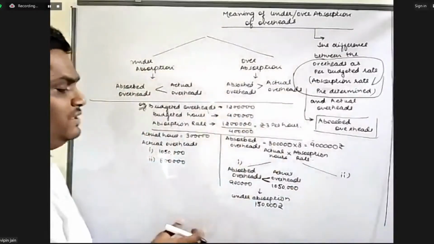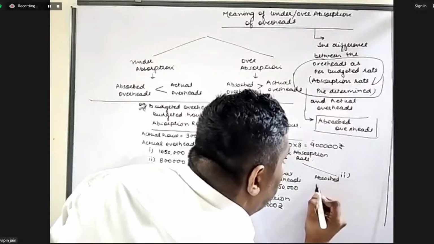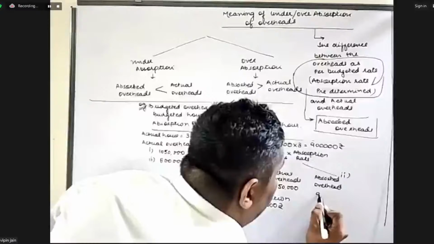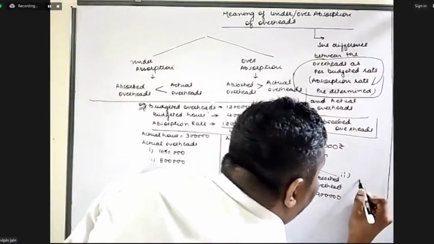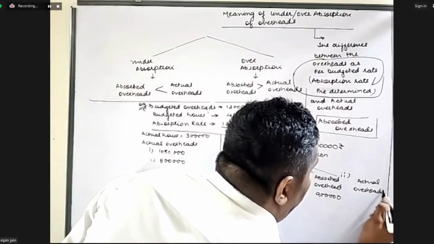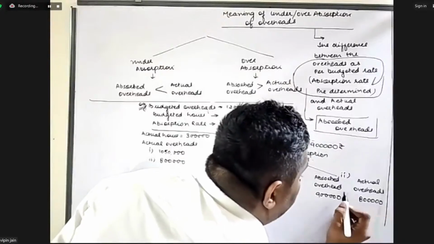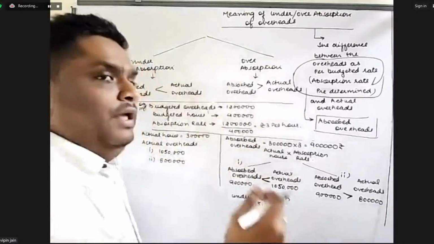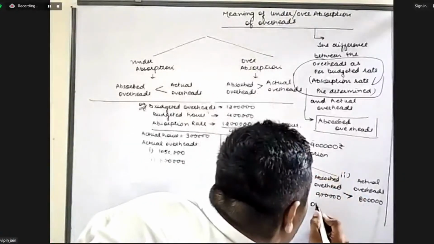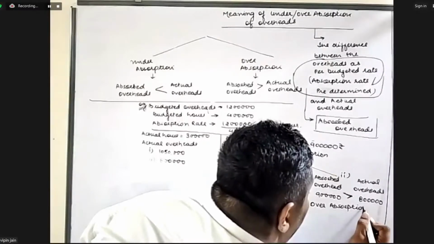When talking about the second situation, again I have my absorbed overheads, that is 9 lakh, and I have actual overheads of 8 lakh. Herein my absorbed overheads are more. If absorbed overheads are more, then we call it over absorption. Why?